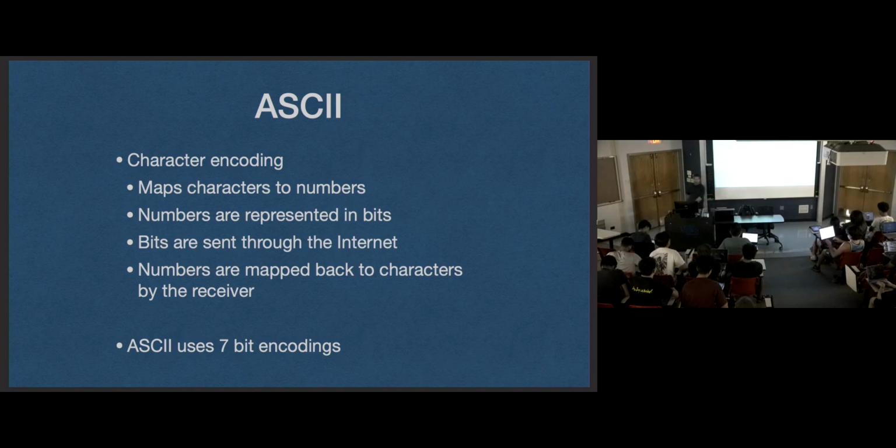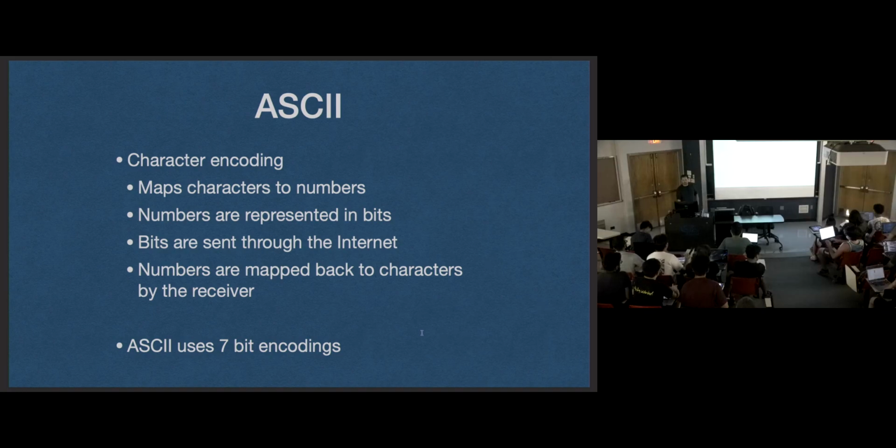We can use ASCII. This is a solution that we have. This is a character encoding. What we're going to do is map all of our characters to numbers. We're going to represent those numbers in binary, and then we're going to send those bytes over the internet. The receiver is going to take those bytes, use ASCII to decode them and turn those numbers back into characters, use those to form strings, and then, bam, we got text over the internet.